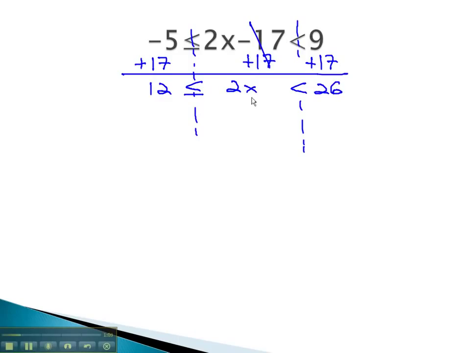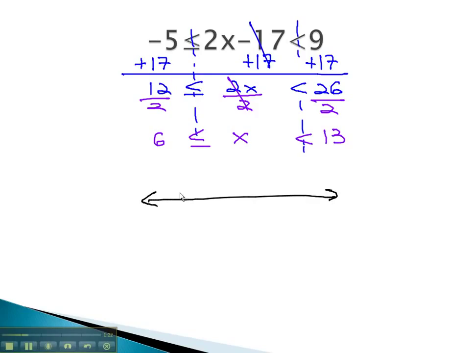Finally, to get the variable alone in the middle, we can divide by 2, and we must divide by 2 on all three parts. As we do, we get 6 is less than or equal to x, which is less than 13. With these tripartite inequalities, once we've isolated the variable, it should be quite simple to graph the result, because what we're saying is the x is between the numbers 6 and 13.